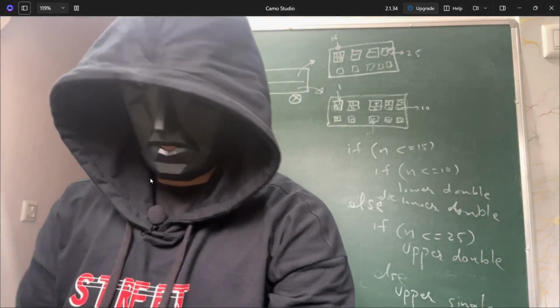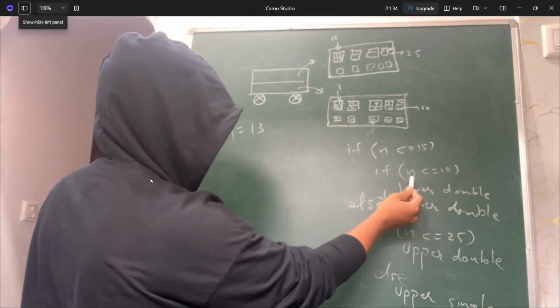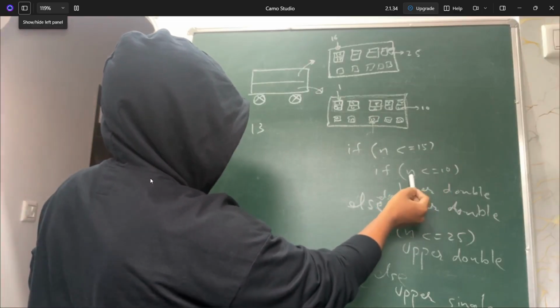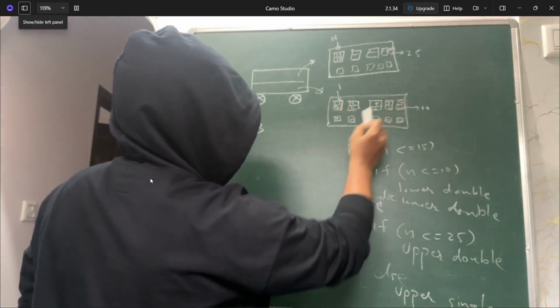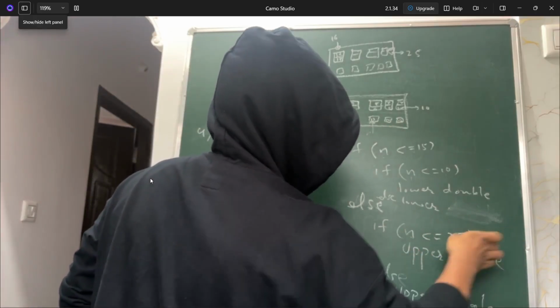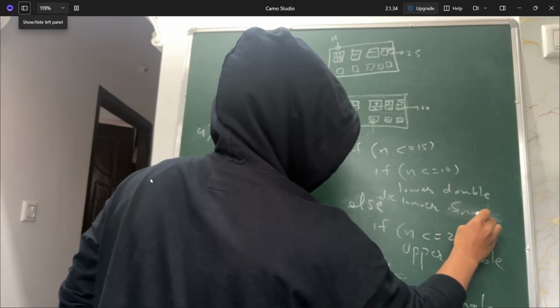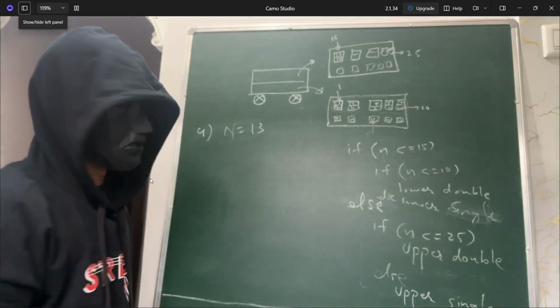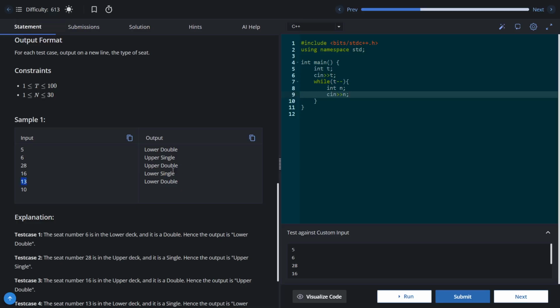Sorry, not double, single only. See, we have printed double in the if condition, if n is less than or equal to 10, but if it is not, which means it is single. So my bad, it is single, so it is lower single.